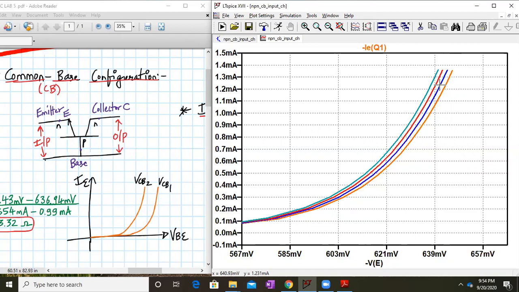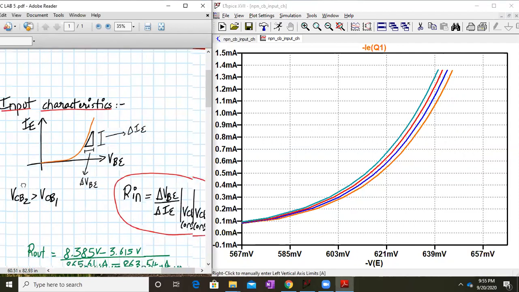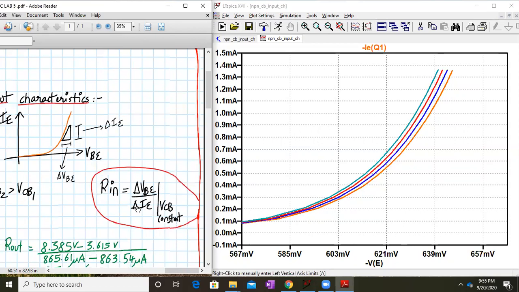If I hold it like this, what is the value of the input impedance? It is delta VBE upon delta IE. Let me place the cursor over here. The x coordinate is VBE1 and the y coordinate is IE1, which is 1.142 milliamperes, and your VBE1 will be 638 millivolts basically. Now similarly you can move down and do the same thing.